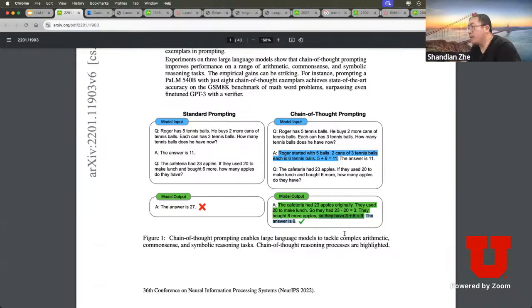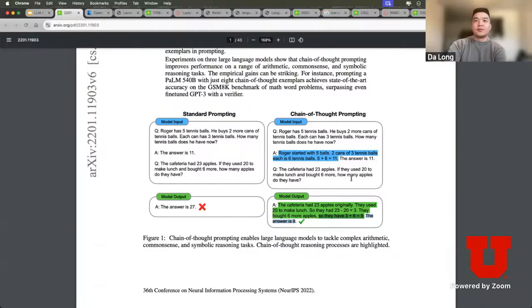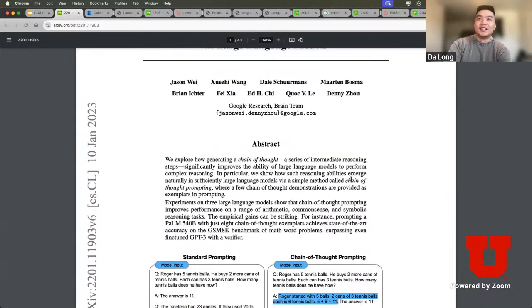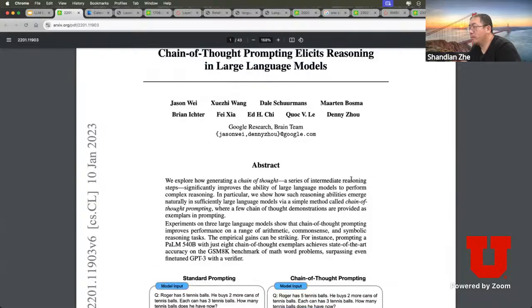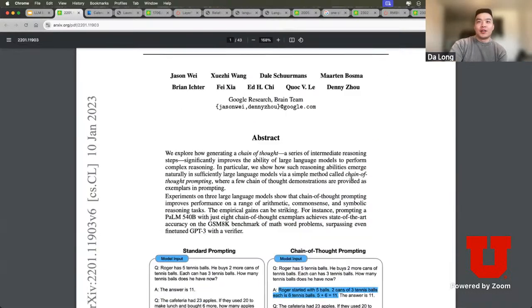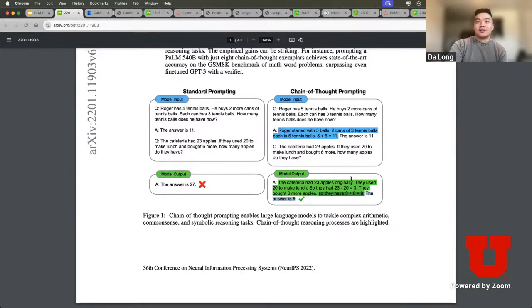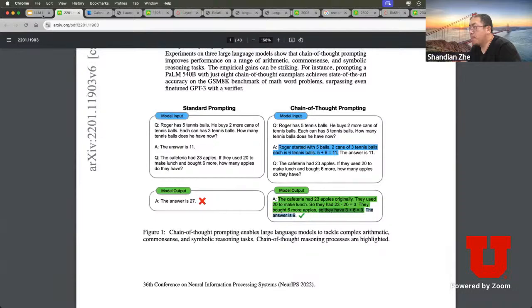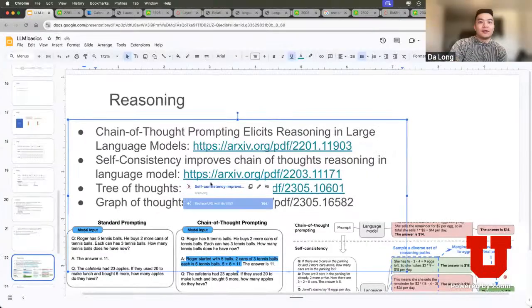And then you ask another question, and the model will output a similar chain of thought. That's basically what the paper is doing. But it reveals that the large language model can do chain of thought without training, right? Okay.